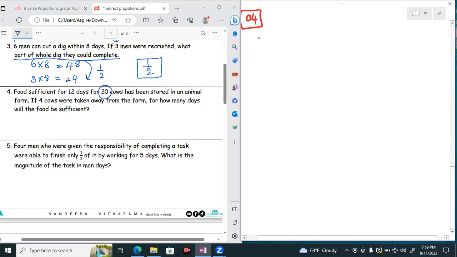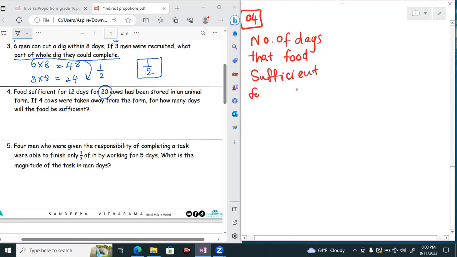The number of days that food is sufficient for the cow is calculated by 12 into 20. It is 240 man days.